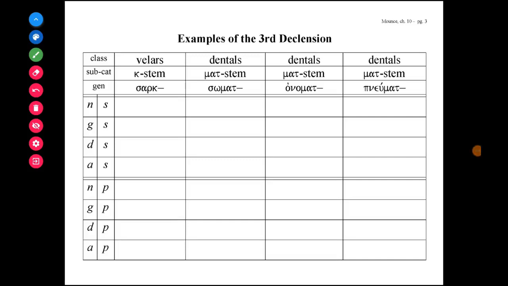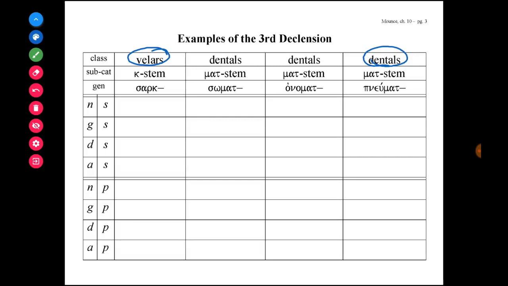So let's go over the third declension nouns. For this chapter, chapter 10, we'll be learning two families, or subfamilies, of third declension nouns. We'll learn an example of third declension nouns where the consonant ends with a velar, and then third declension nouns where the consonant ends with a dental of some type. We'll probably use pneuma as one example and sarx as the other.